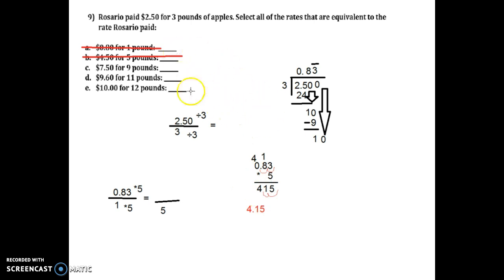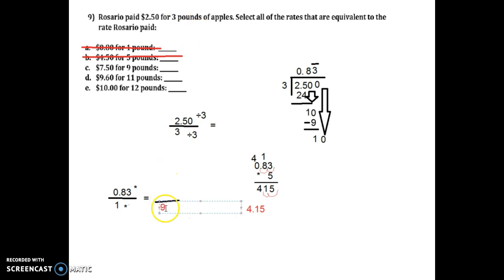So now I hope you guys get the gist of this. You're going to have to do that for the rest of them as well. We have our unit rate. I took out 2 options for you. So now you're just going to have to do the same thing. Instead of being 5 right here, it's going to be 9, right? So 1 times 9 will get me the next number.